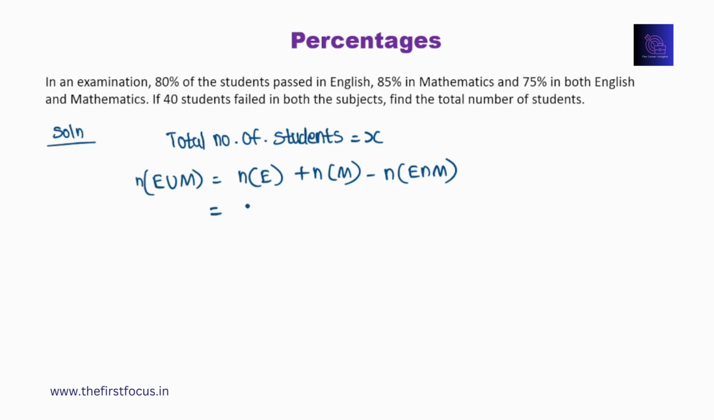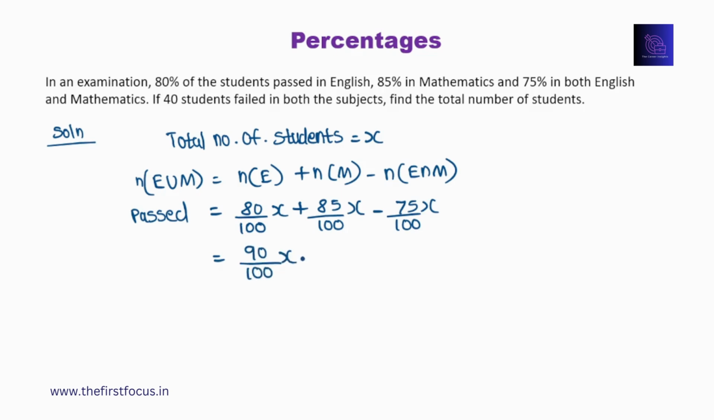What is N of E? It is 80 by 100x. N of M is 85 by 100 x. X is the total number of students. N of A intersection B is 75 by 100 of the total number of students. They have given the passed in percentage and failed in numbers. Here the result we get is the passed in percent. Then we got 90 by 100x, which is equal to 9 by 10x. Then in order to obtain the failed, we subtract from the total number of students. X minus 9 by 10x is equal to x divided by 10. The failed is x by 10.